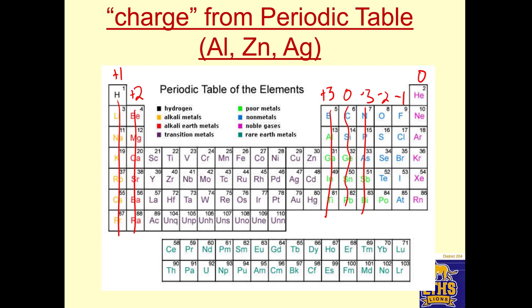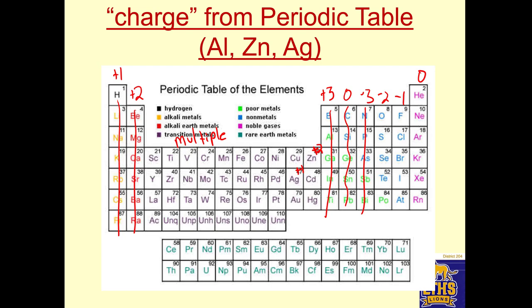These guys right here have multiple charges, so we don't say they always have the same charge. With the exception of zinc, that is always plus 2. Please mark that on your periodic table. And silver is plus 1. Mark that on your periodic table. You do have periodic tables that I gave you in class the first day with equation sheets and stuff on it.